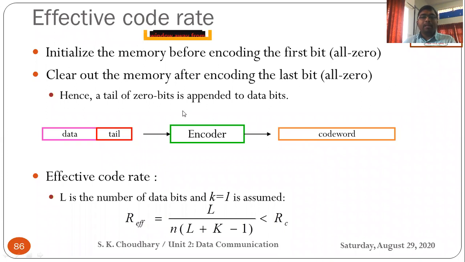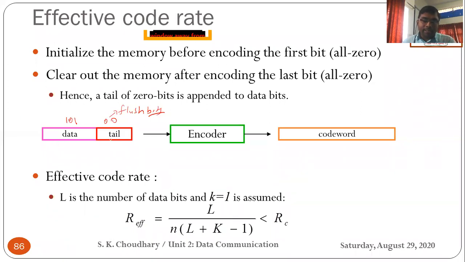Initialize the memory before encoding the first bit, all 0. Clear out the memory after encoding the last bit, all 0. So hence the tail of 0 bits is appended to our data. What is our data actually? We have used a 3-bit message sequence and we have added 2 flush bits. These are the flush bits appended to the data. Because of this process, our code rate is decreased from 1/2.